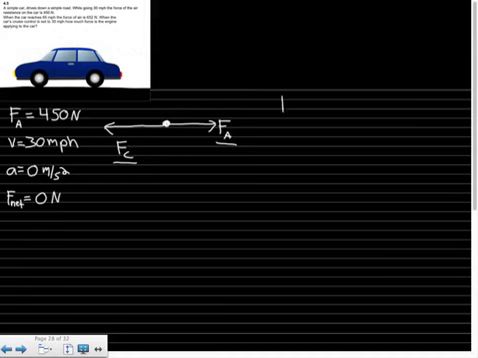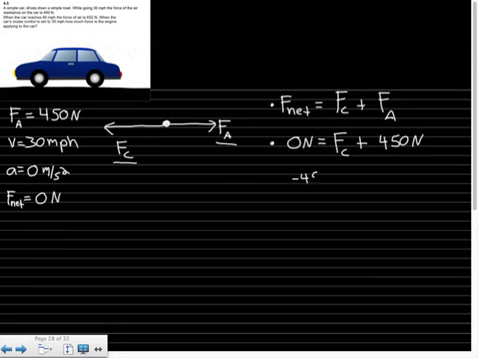So when we make this equation, the net force is equal to the force of the car plus the force of the air resistance. We know the net force is equal to 0 newtons. First step. Second step. The force of the car is unknown, plus the force of the air. Well, we know that that is 450 newtons. Solving for the force of the car, we bring the 450 to the other side. It becomes negative 450 newtons equals the force of the car.